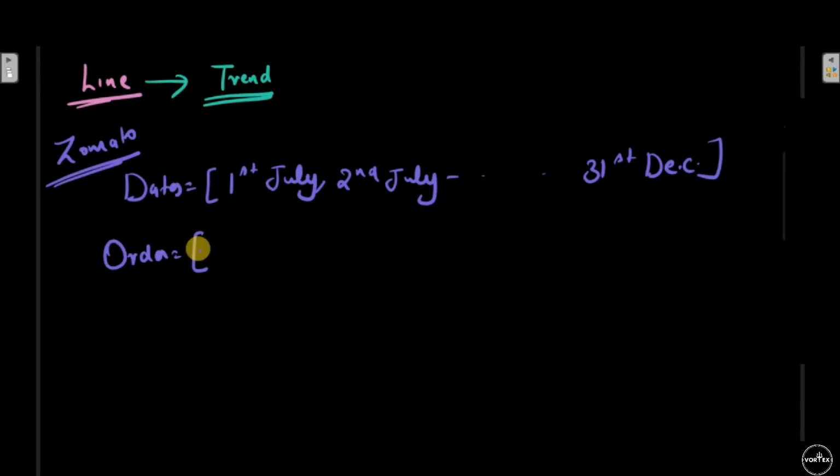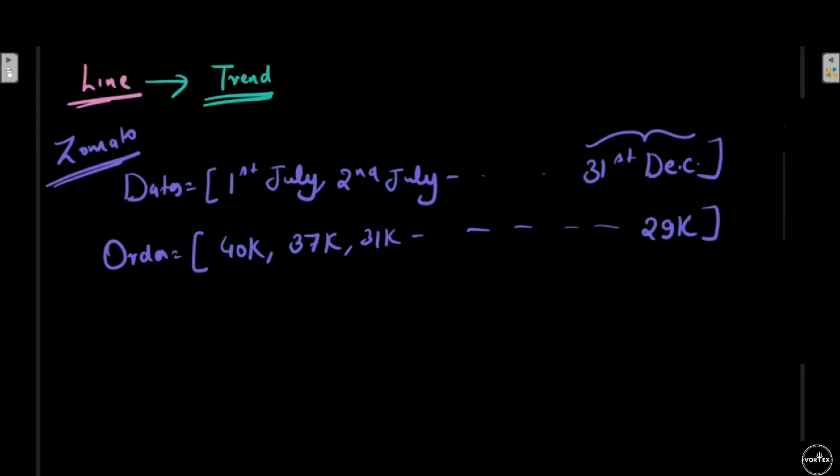So imagine on 1st July, the total orders are, let's say, 40k on Zomato. On 2nd July, we have 37k. On 3rd July, we have, let's say, 31k. And so on and so forth till 31st December. Let's say the count on 31st December is, let's say, 29k. Imagine. So the moment I ask, okay, can you find what exactly is going on within this data?